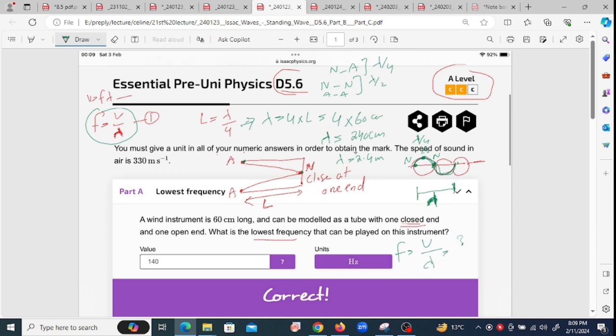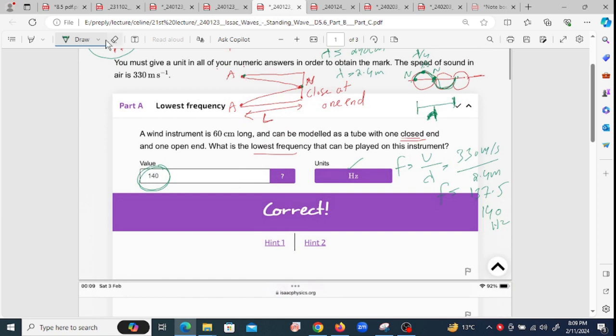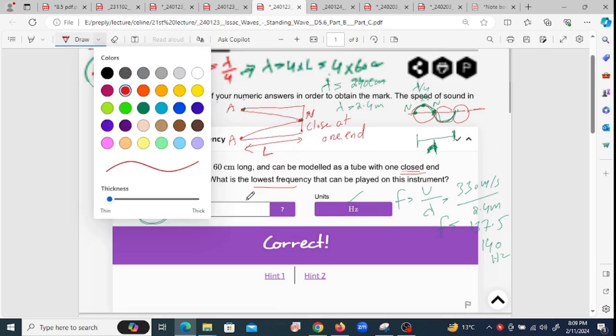We have velocity, the speed of sound, as 330 meter per second, and wavelength as 2.4 meter. So our final answer is frequency equal to 137.5, and we round this value to two significant figures, which gives us 140 hertz. So 140 hertz is the required answer. This is our correct answer for the first part.